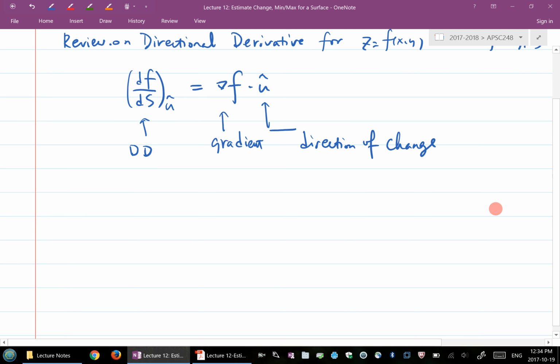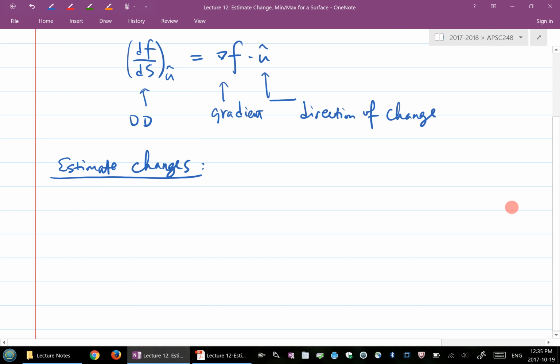Okay. So now let's finish one loose end here. Let's finish this directional derivative. Basically, it's a concept of estimating changes. Now this is not a new concept, but we wanted to provide a more general solution for estimating changes when there is a change in something else.